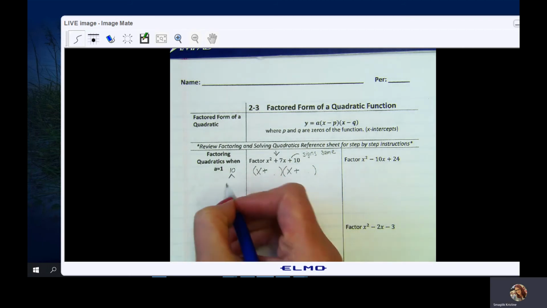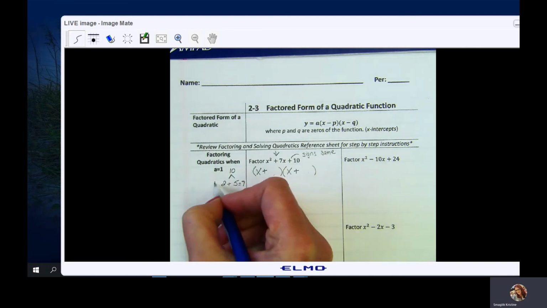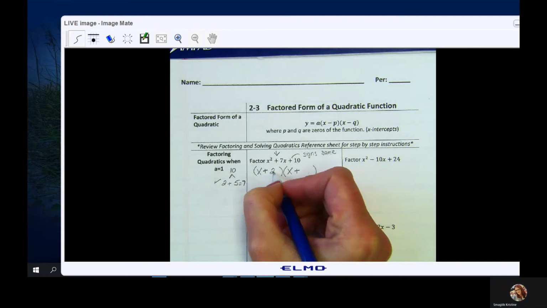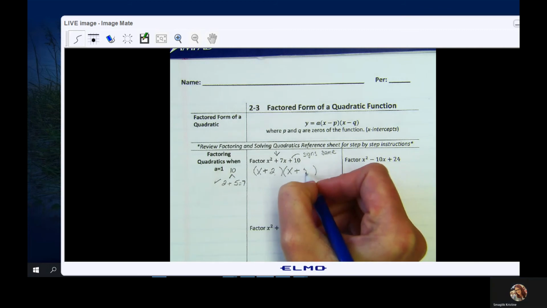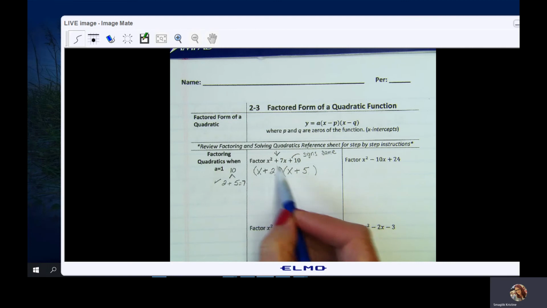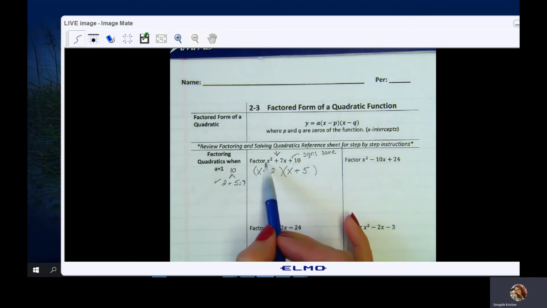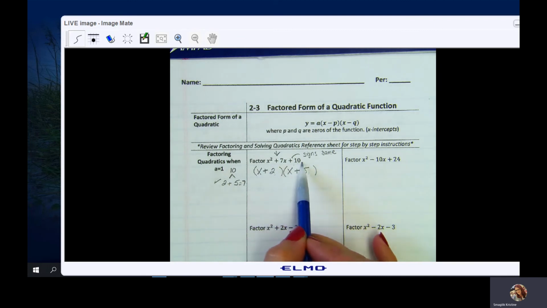So 10 is also 2 times 5 is 10. And if I add them, I get 7, my middle term. So I know this is correct. So I'm just going to drop the 2 in, drop the 5 in here. If you redistribute this, you're going to come back to the original expression and understand too, these are equivalent. So if I were to put this into Desmos, my standard form, and then I do a separate line with my factored form, it would give me the exact same graph.